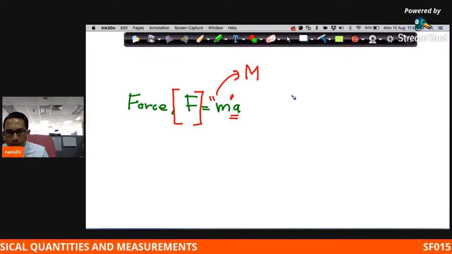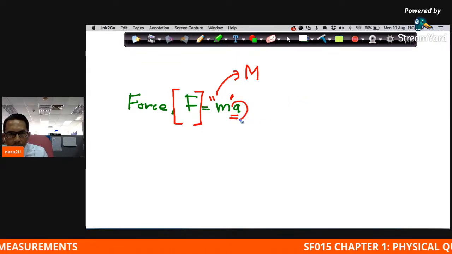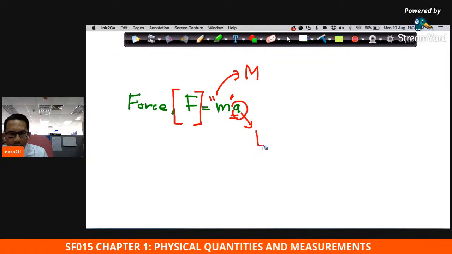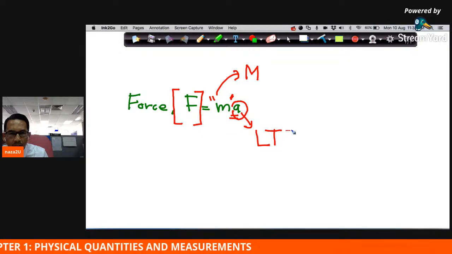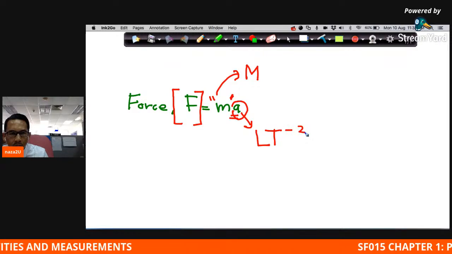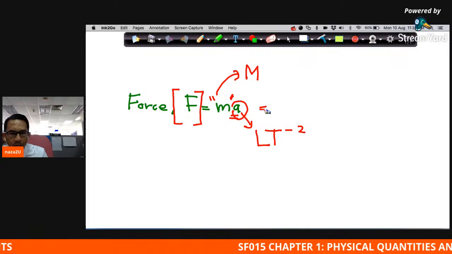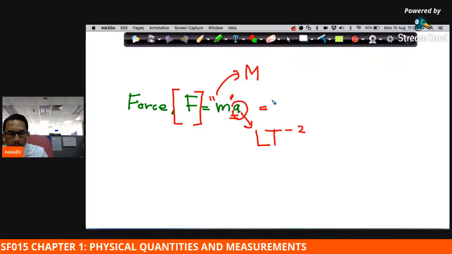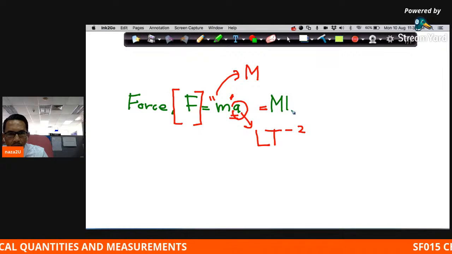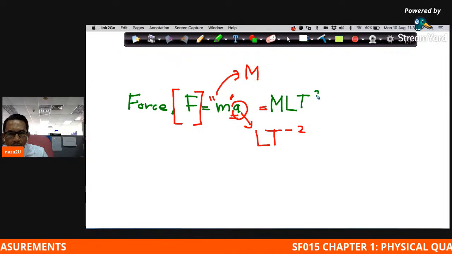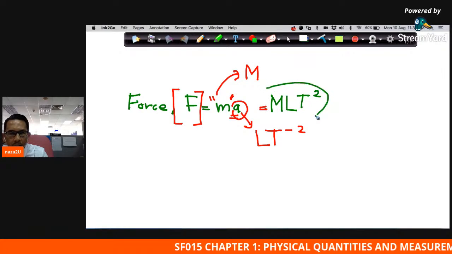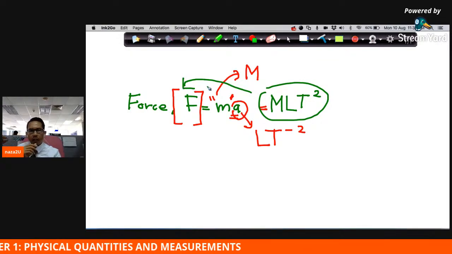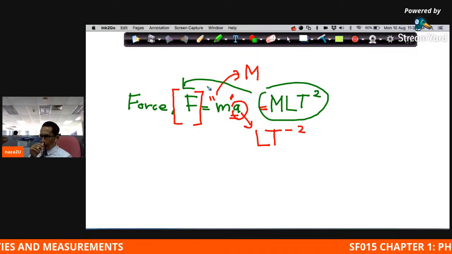And you have the acceleration. We discussed this earlier: the dimension of acceleration is LT minus 2. So now the dimension for the force here is equal to M L T minus 2. So this is the dimension for the force. Okay, class, so far.